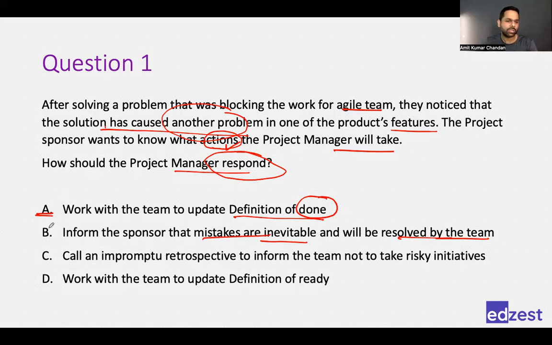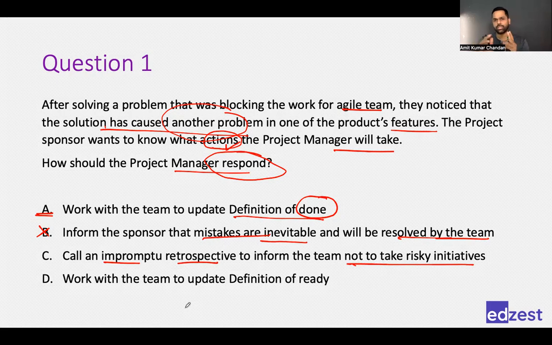We have to respond with timelines. We have to respond with some action plan. We have to respond with some strategy. And we cannot just throw away random facts at the sponsor whenever we are facing a problem. Right? So not a good choice at all. Then C: Call an impromptu retrospective to inform the team not to take risky initiatives.